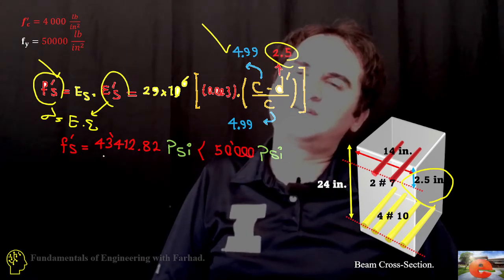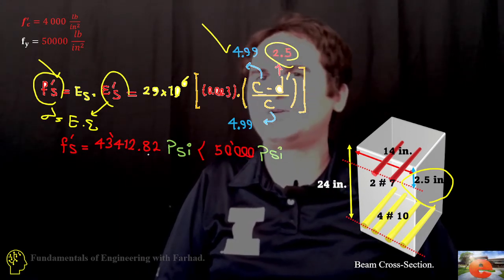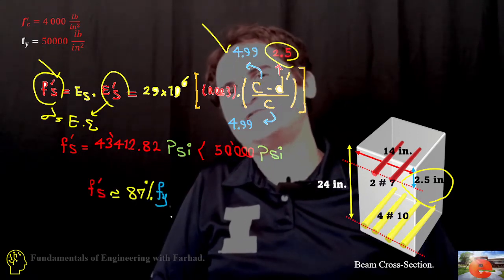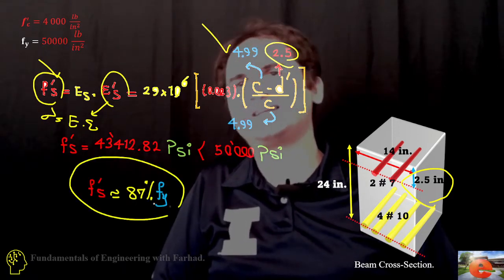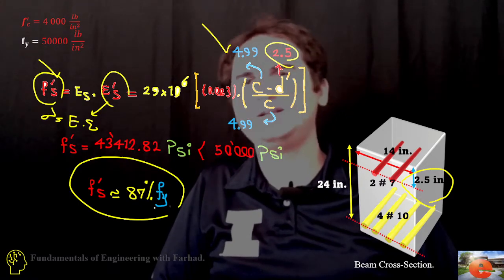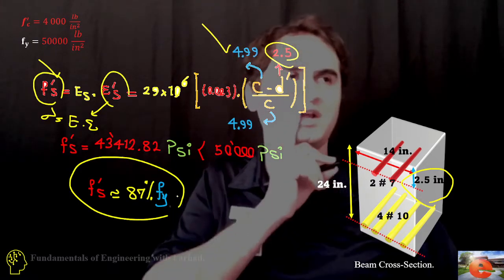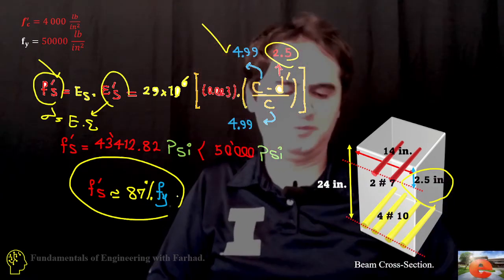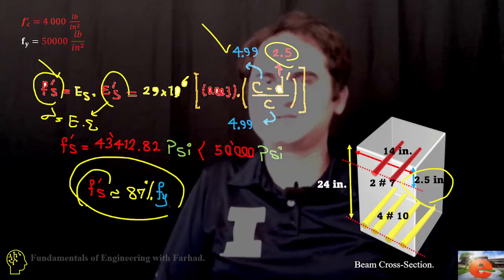it gives us f prime s of 43,000.4 psi, which is less than 50,000 psi. If you make a comparison, that's almost 90%, or 87 percent of fy. It's not fully yielded, but it's close enough to yield. But yet we need to use this equation.